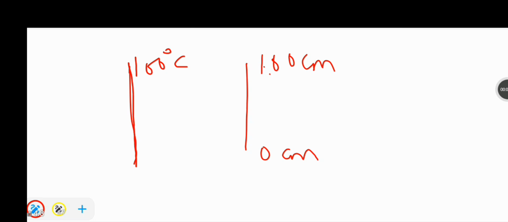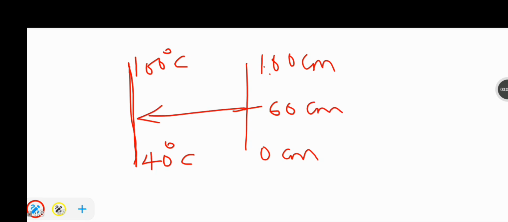But we're told in the question that the other end is 40 degrees C. So 40 degrees C will correspond to the point that is 0 cm. So 0 cm, 40 degrees C, that's the lower fixed point. Then 100 cm, 100 degrees C, that's the upper fixed point. So we are told to find 60 cm here. Where will 60 cm point to on this bar?